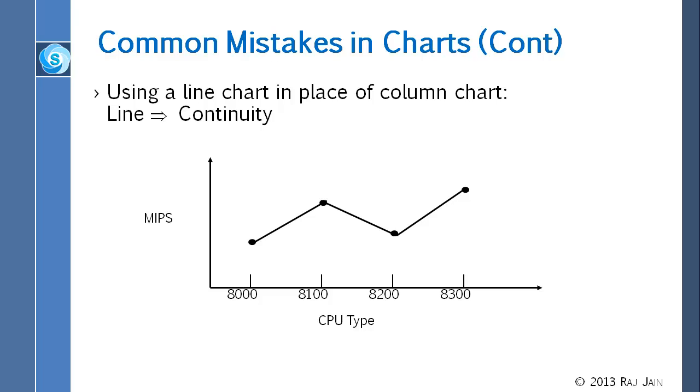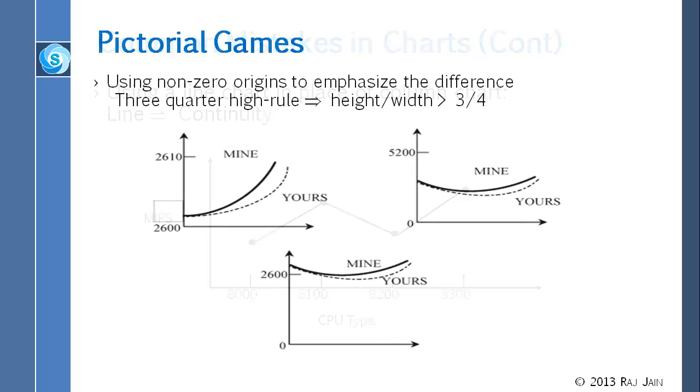And then the non-zero origins are always an issue. Basically, somebody may use a different origin just to emphasize a minor difference. So this starts at 2600 and goes to 2610. The difference is less than 1 or 2%, but it just looks too much.